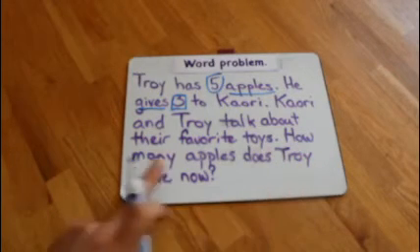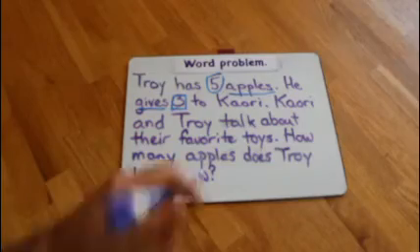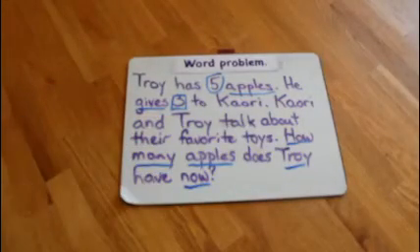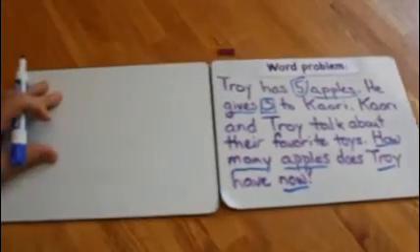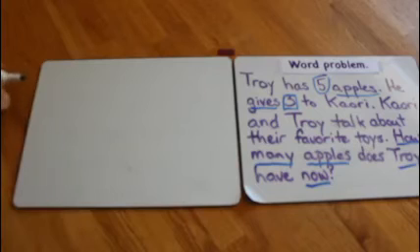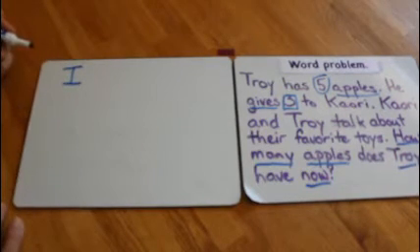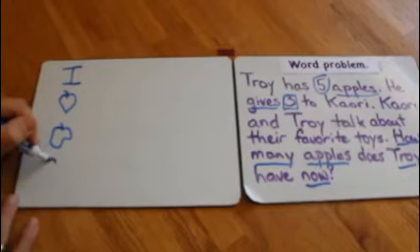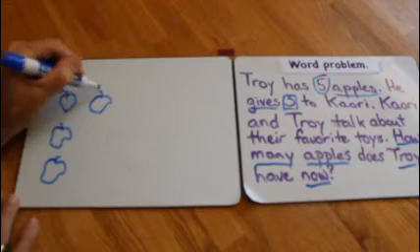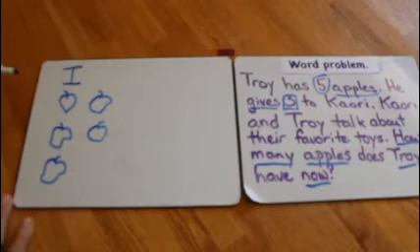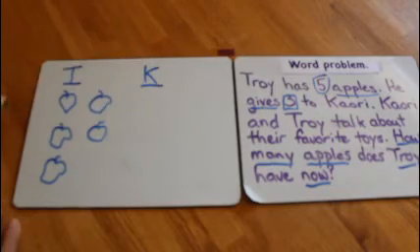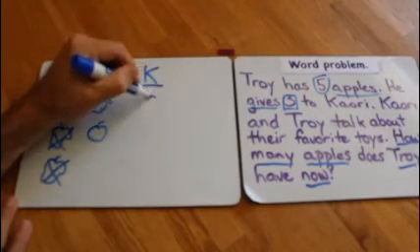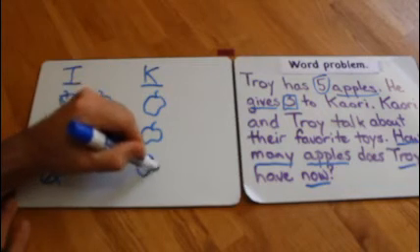But our question is, how many apples does Troy have now? So we need to know, how many apples does Troy have now? Quick mental math. But what do? We can draw our pictures. How many apples did Troy start with? 5. So we're going to draw his 5 apples. Looks like a heart. Apples can look all different. Do you have to draw an apple? No, you could just draw circles. So there's 5 apples for Troy. Well, our morning friend Kaori, Troy gives her 3 of them. So we have to take them away from Troy and give them to Kaori.